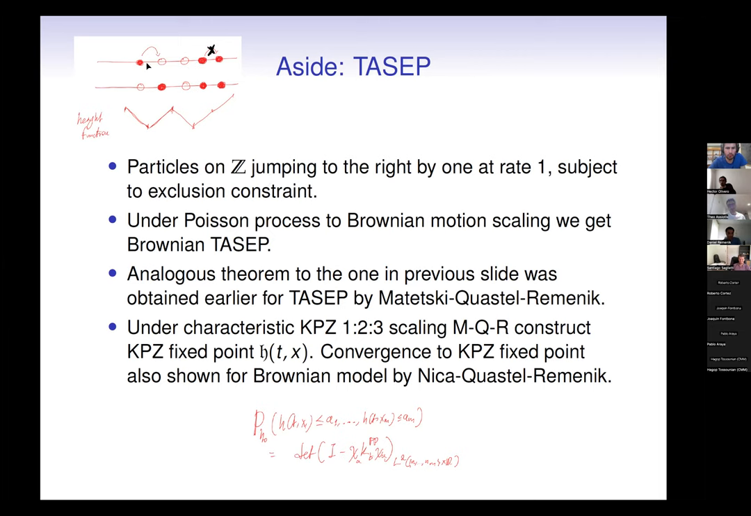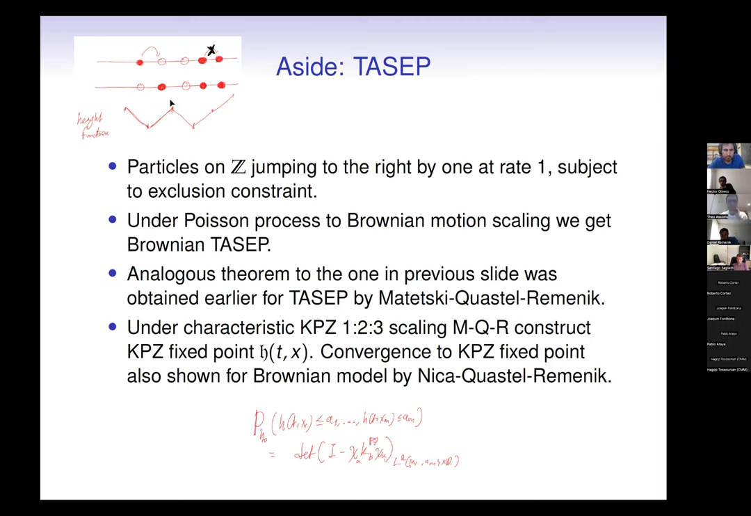So the picture here: we have a particle that wants to jump to the right, there's no particle there, so it jumps, no problem. But if this one has its exponential clock ring and wants to jump, there's another particle here, so this is not allowed.